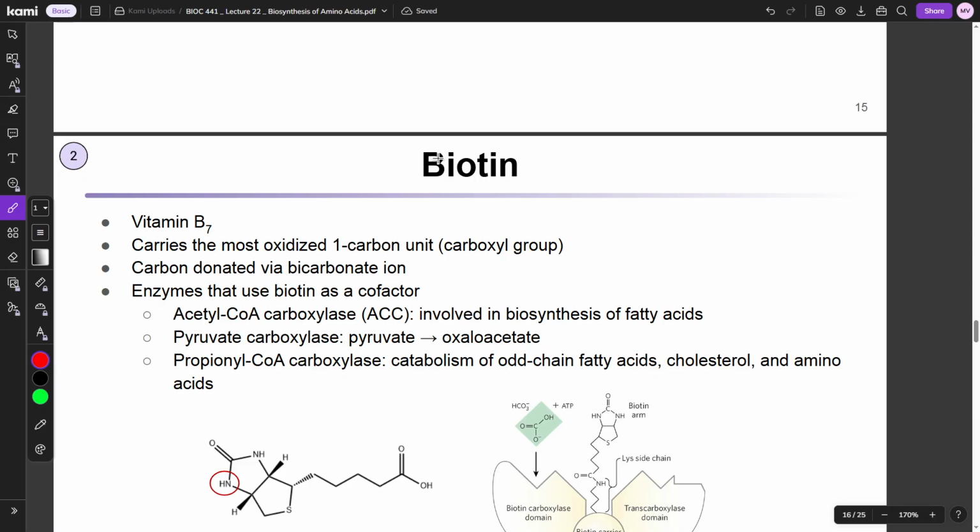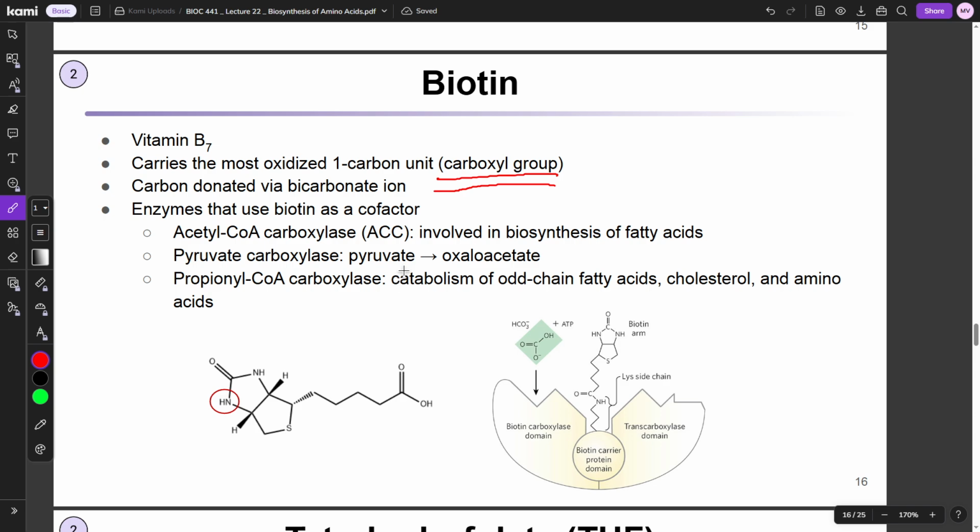So biotin, I've talked about this before. Biotin is vitamin B7. It carries the most oxidized group of carbon, so carboxyl groups. And it does this through bicarbonate usually, because you can't just exactly summon carbon dioxide from the air, if you will. So enzymes that use biotin: acetyl-CoA carboxylase, pyruvate carboxylase, propionyl-CoA carboxylase. You guys didn't really talk about this one too much, but it is for catabolism of odd-chain fatty acids.